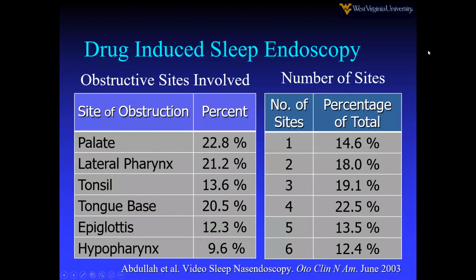And then as far as sites of obstruction, I thought this was a great paper from the clinics 17 years ago, where it looked at sites of obstruction. You can see in the right box that 12.5% of patients had 6 separate sites of obstruction, where maybe 14% had 1 site. And treating one site of obstruction sometimes alleviates the other sites, but that's really hard to predict.